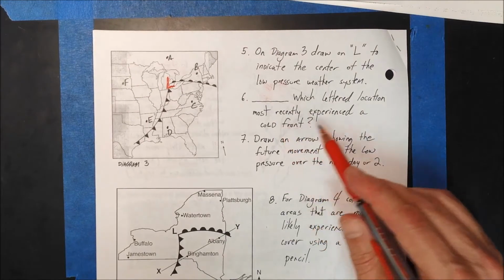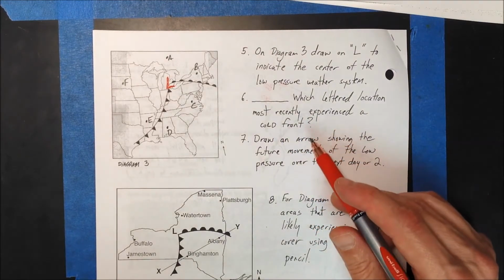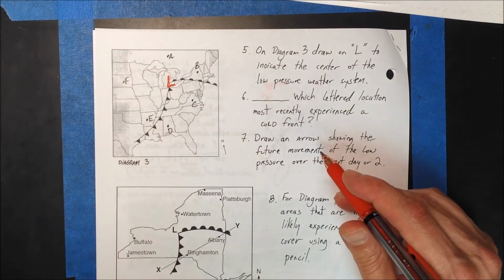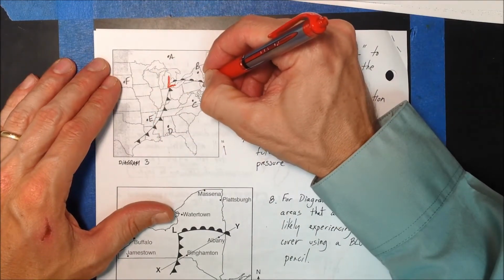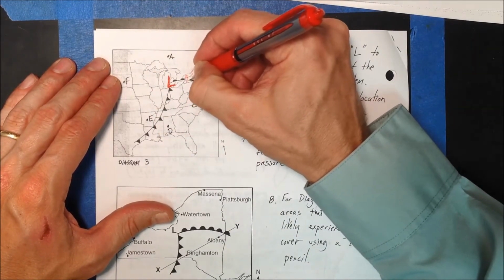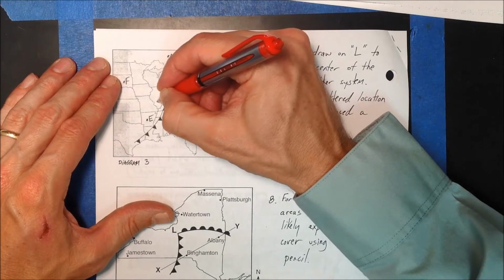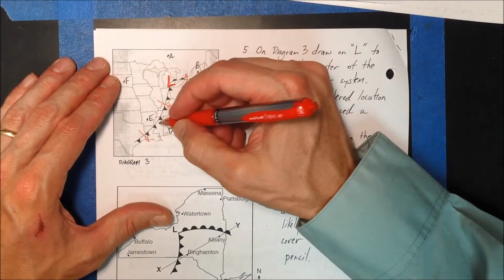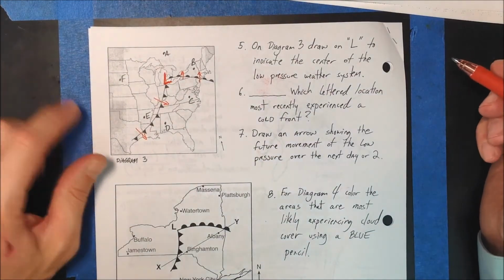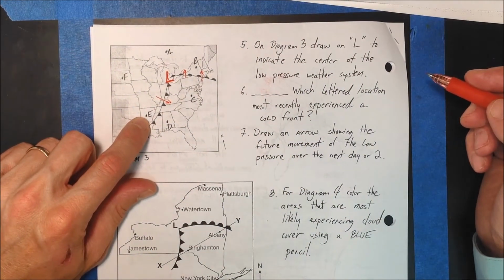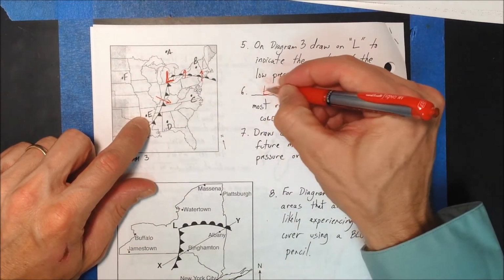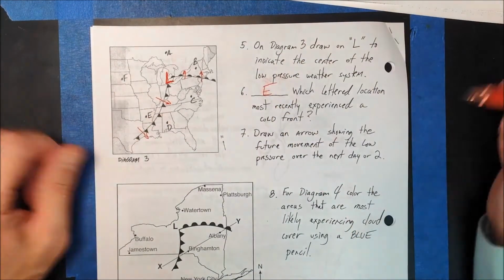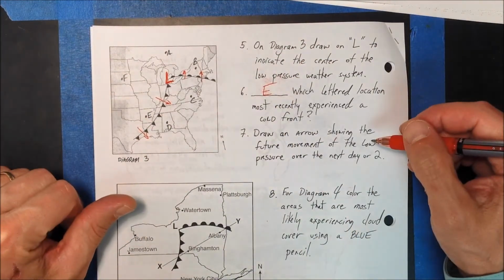Which letter location most recently experienced a cold front? So which has maybe just moved past. So again, the fronts kind of move. These are the arrows on the fronts as it goes around the low, and these are the arrows on the fronts moving this way as it spirals counterclockwise. So what did it most recently just pass? E. It just passed it and it's moving towards D, the cold front. You got to recognize it.